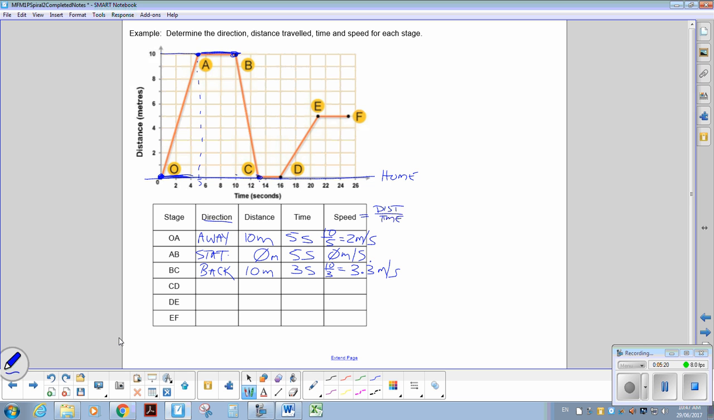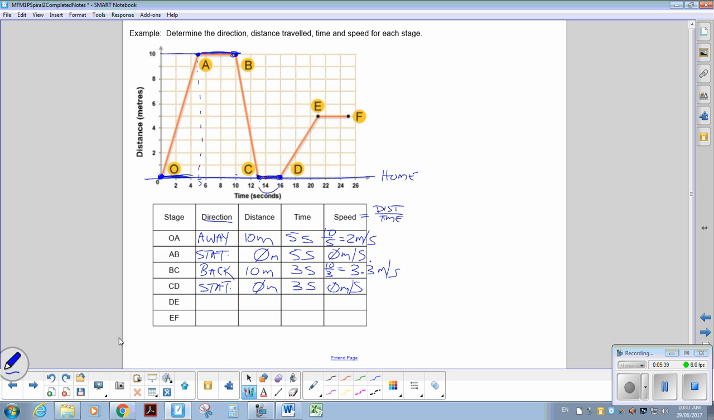C to D. Well, we didn't move, so we're stat again. We're stationary. We didn't move, so it's 0 meters. The time frame, from 13 to 16, is 3 seconds. And we didn't move, so our speed is 0 meters per second.